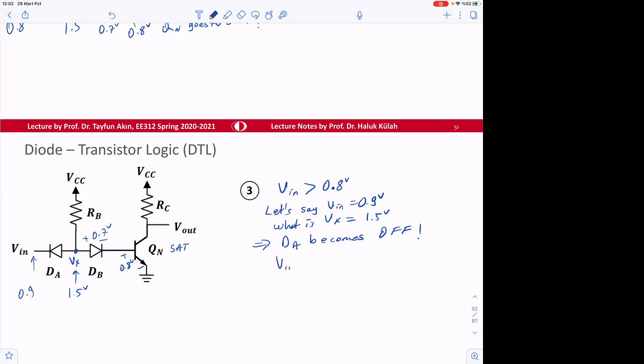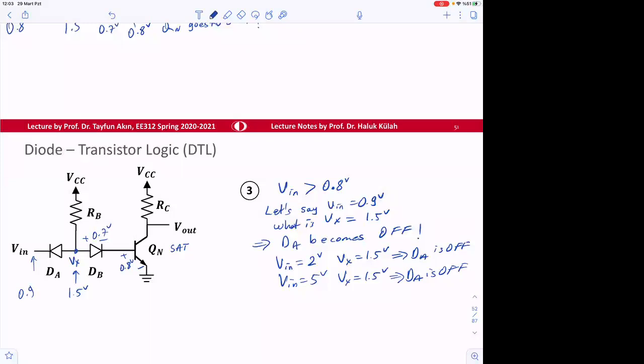Okay. So Vin is, let's say, 2 volt. Vx is still 1.5 volt. dA is off. Vin is 5 volt. Vx will remain a maximum of 1.8 volt. And dA is off.